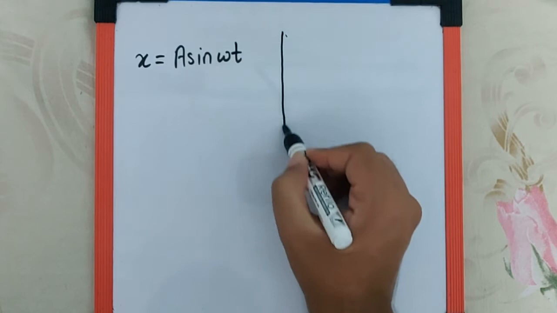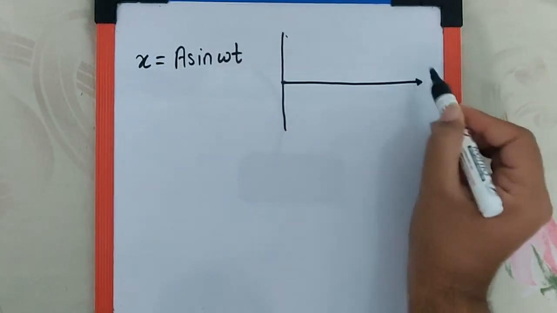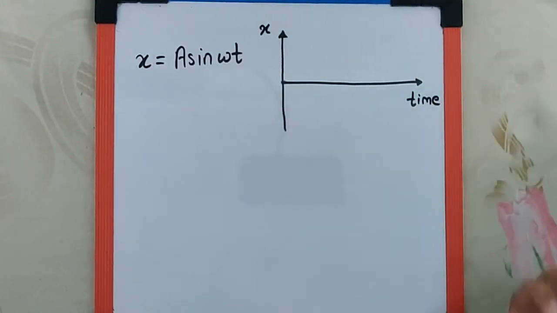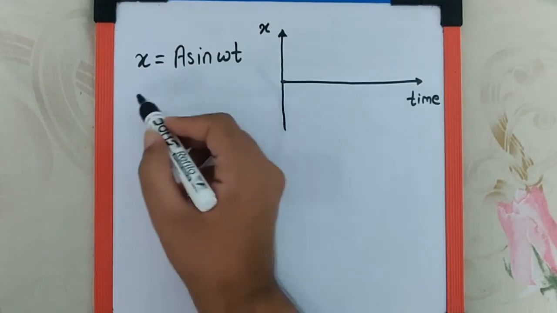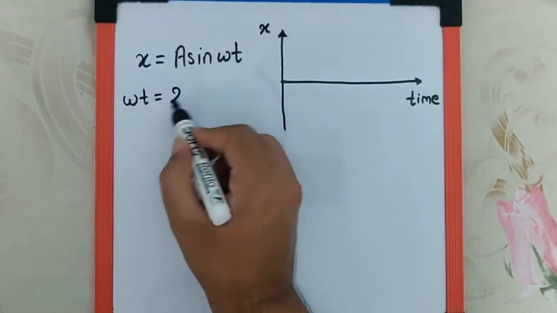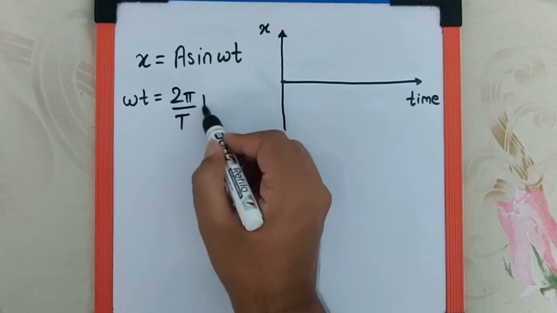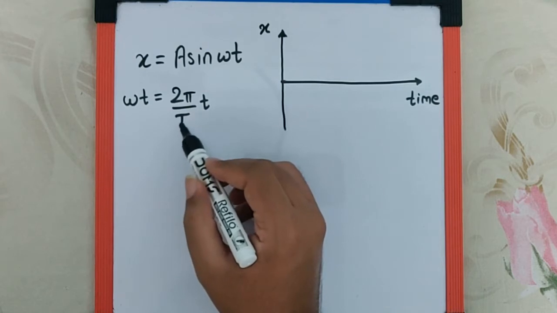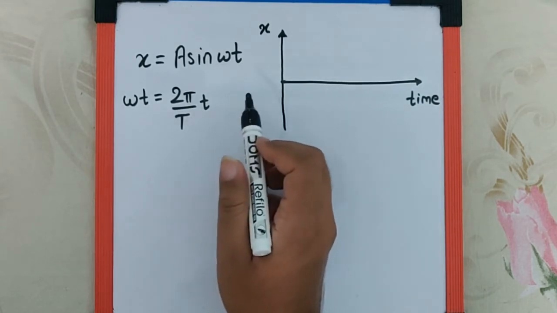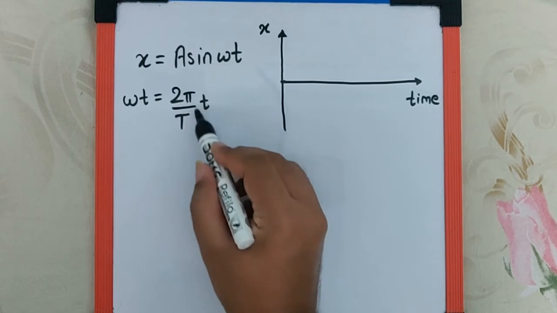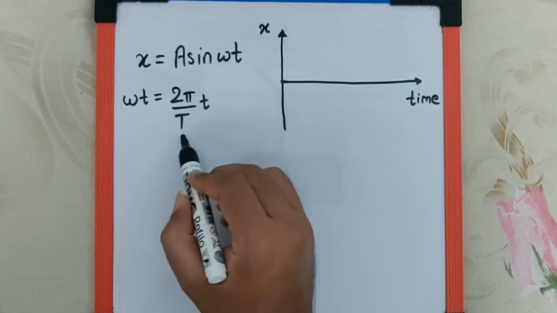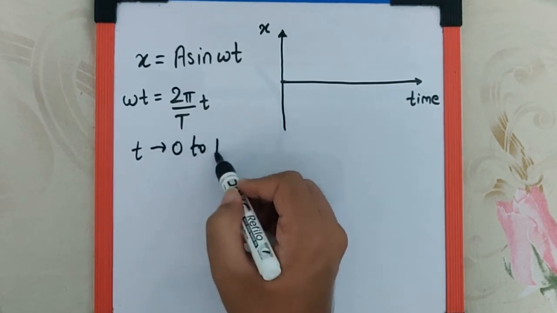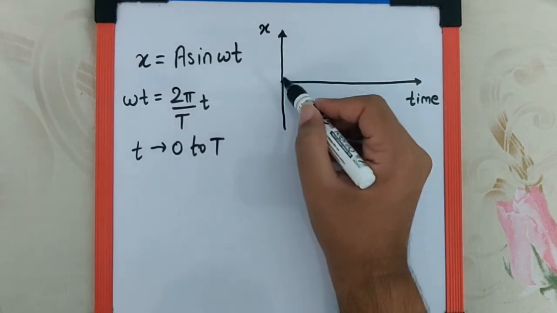and we are going to plot a graph of x versus time t. For omega t we can write 2 pi by T into t, where capital T is the time period. It is the time in which the motion repeats itself after equal intervals of time. So let's say the small t keeps on varying from 0 to capital T. Okay, so small t varies from 0 to capital T. So let's plot some points.